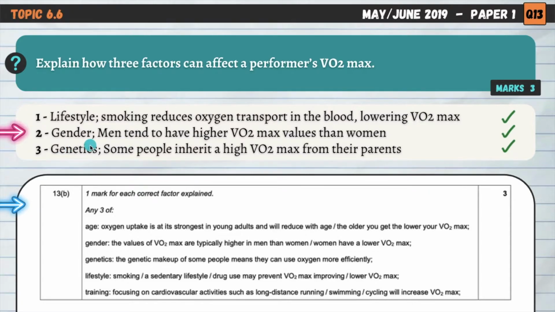Second point was gender, and men tend to have higher VO2 max values than women. Many reasons why that is the case, including a larger heart on average and therefore a larger stroke volume and cardiac output. And then number 3, we have genetics. So some people simply inherit a higher VO2 max from their parents, so passed down via their DNA. Some of us just are better at consuming and using oxygen in the body.